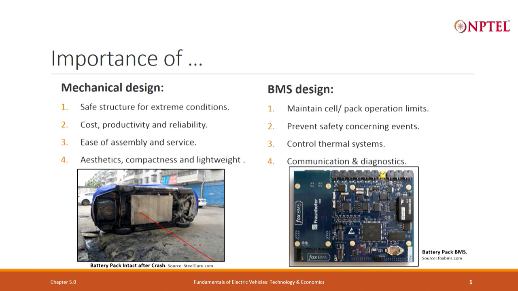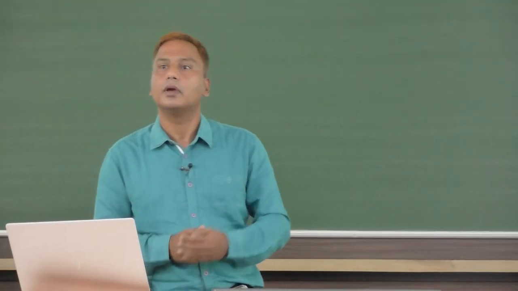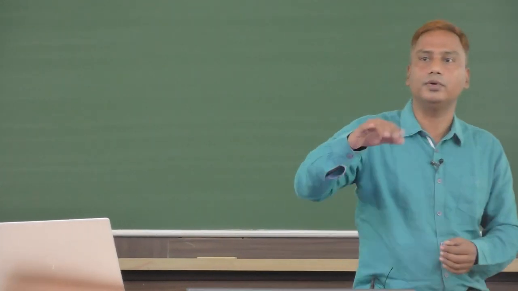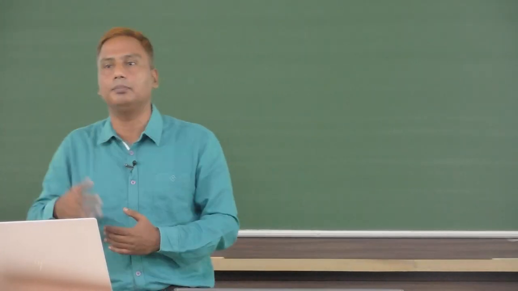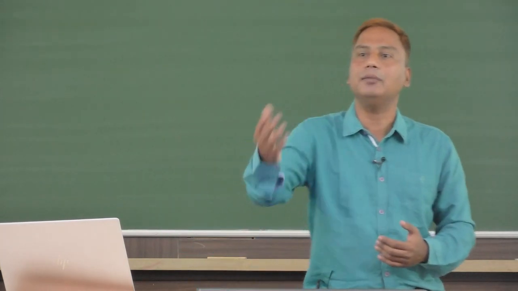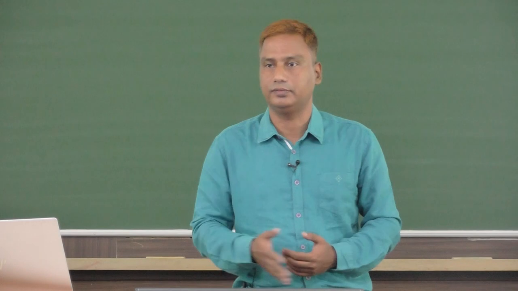Now, next move to BMS design. The importance of BMS design is to maintain cell and pack operational limits. Operational limits can be over voltage, under voltage, excess current, temperatures. It should prevent any safety concerning events. One example I can give you: if the motor is demanding a current of, let's suppose, 100 ampere, in some cases it can happen even though you have put a 60 ampere limit. If I put 60 ampere, it means my pack cannot give more than 60 ampere. So any time beyond 60 ampere demand, it should cut off.